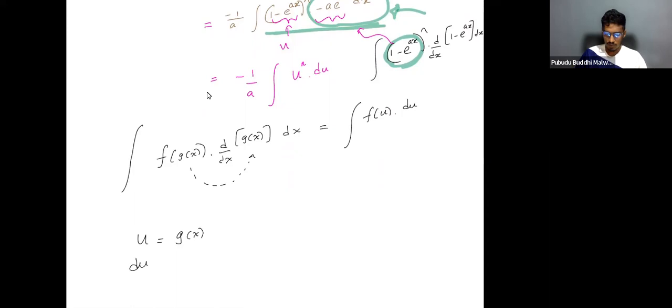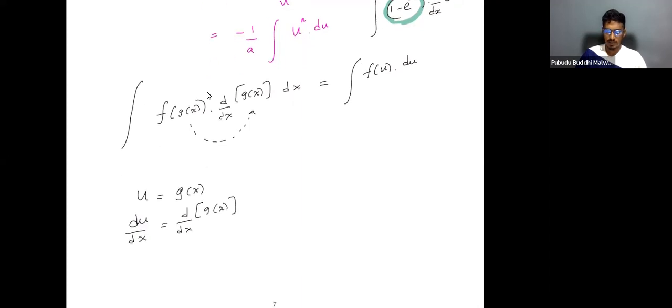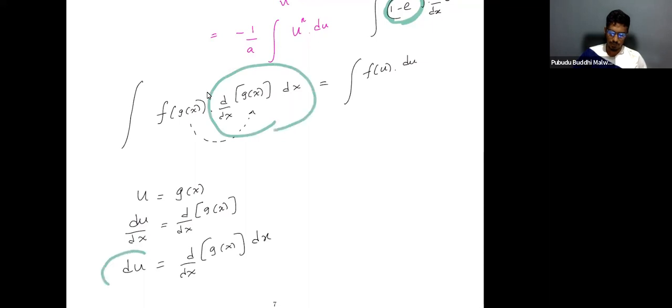Because du over dx equals d over dx of g of x. If I differentiate that, then in other words, du equals d over dx of g of x times dx. So basically this part, that's du. And this is u. So f of u du, then we can integrate.